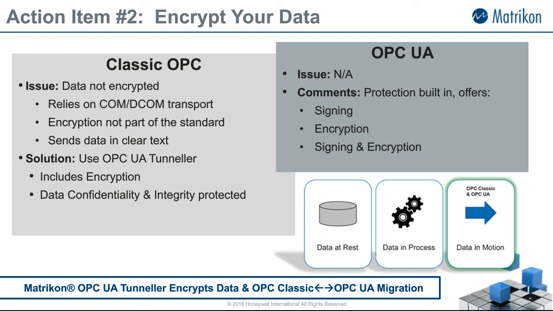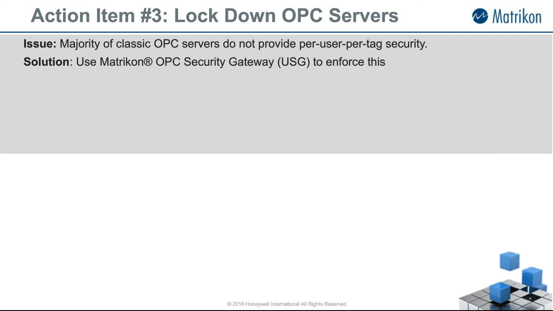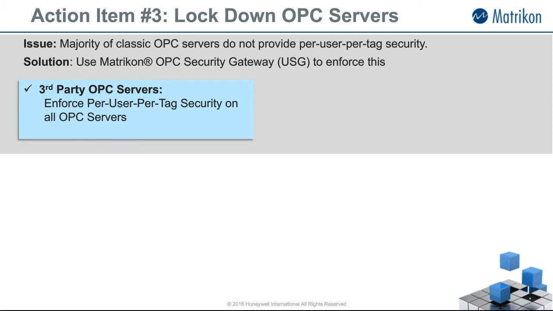Okay, the third item is to lock down the servers, but this is more about once you connect to the server, the question is, what can you do on that server, right? The majority of implemented OPC servers that exist for OPC Classic do not include per user per tag security, which means that when you're a particular user logged into, let's say, Windows, and you're running an application, your token of who you are gets passed to the server, and as long as you're allowed to connect to the server, it opens up for you, and you can basically access whatever tags it has available.